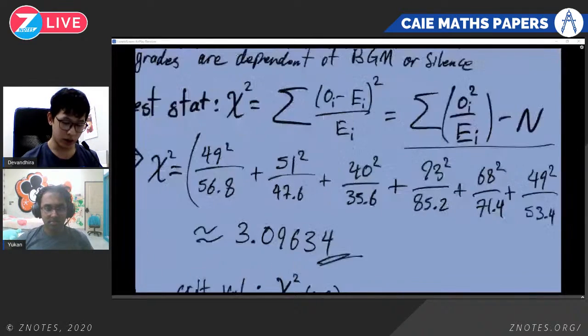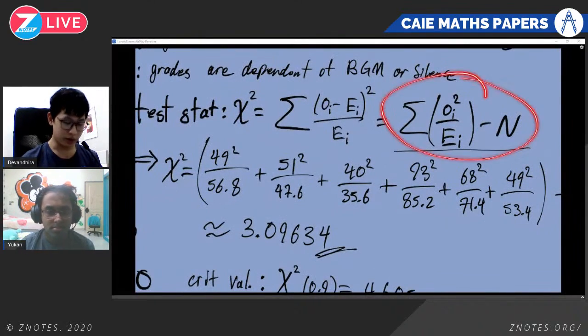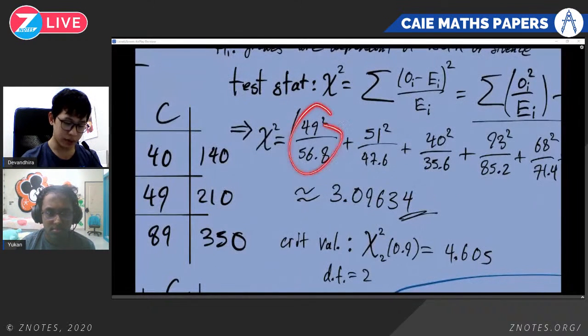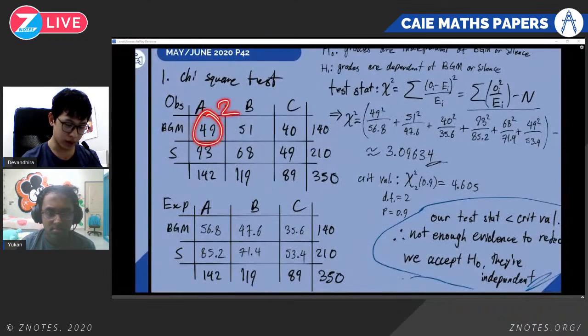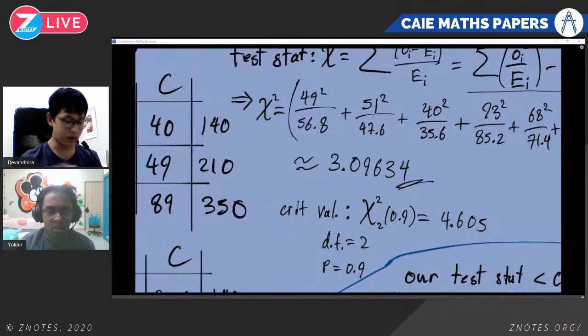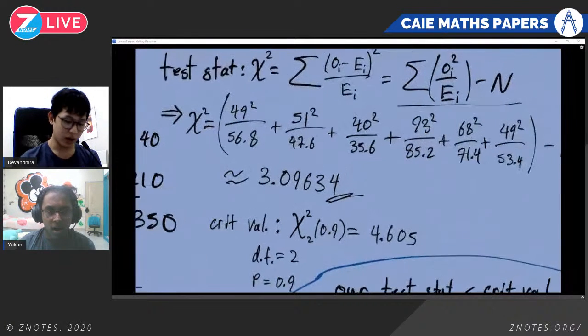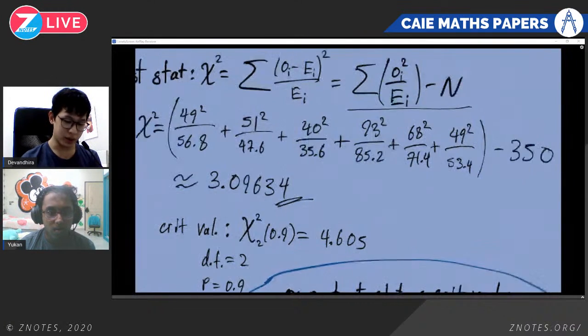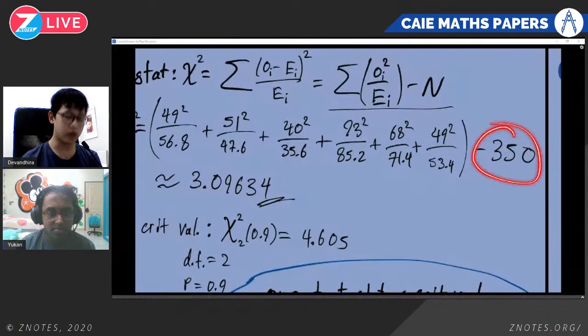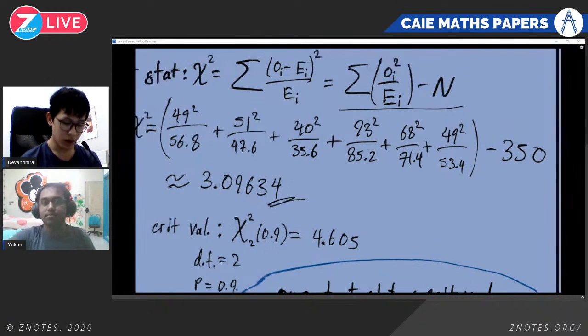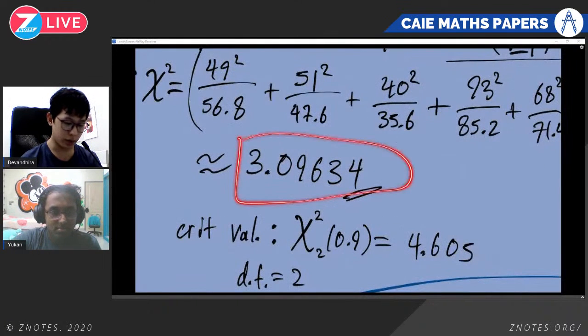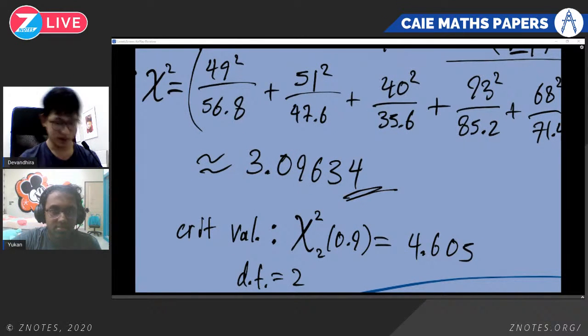So I've written the working here using this formula because it's much easier. For the first term, you have 49 squared divided by 56. The next one is 51 squared over 47.6, and you just have to add all the entries. But don't forget that we have to subtract the total number of students, which is 350. At the end, you should be getting this number, 3.096... So far, so good?